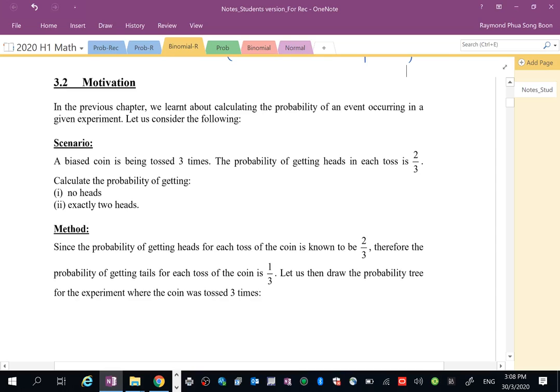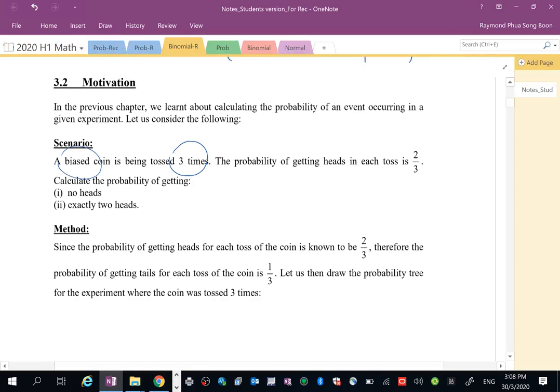You have a biased coin, and this biased coin is tossed 3 times. All right, tossed 3 times. The probability of getting heads in each toss of the coin is 2/3. So calculate the probability of getting no heads, in other words, 0 heads. In part 2, calculate the probability of getting exactly 2 heads. Okay, so since the question says that the probability of getting heads in each toss of the coin is 2/3, therefore the probability of getting tails.